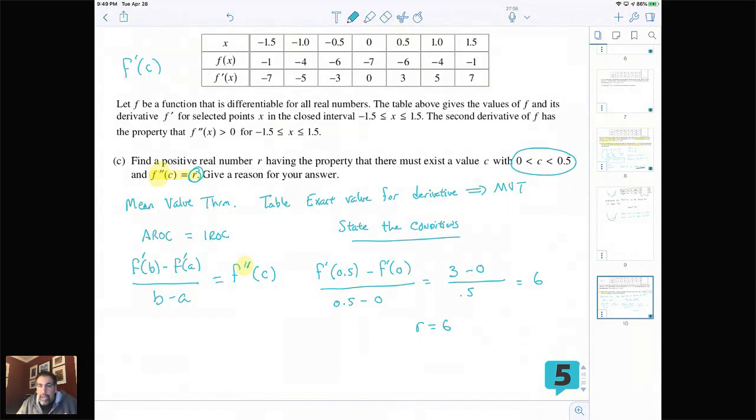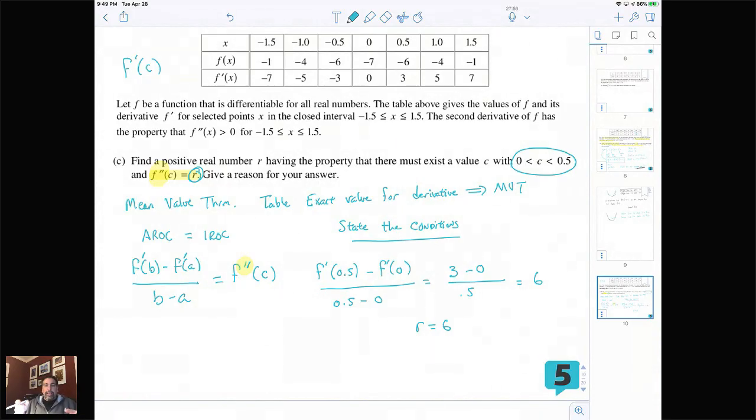Okay, I see a question. Should we be specific to state continuous on closed interval and differentiable on open interval? Okay, that's not going to hurt you, but in the case of the mean value theorem, if you state differentiable, it is given that it's continuous. Okay, it's redundant.